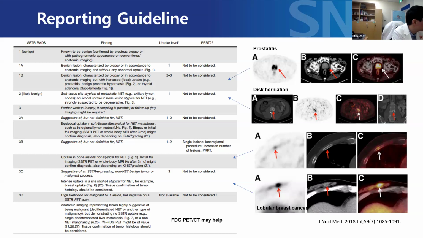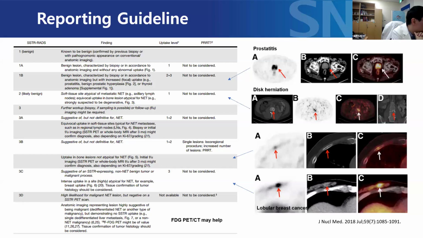So like for 3C, there can be somatostatin receptor expressing malignant or benign tumor, which is not a neuroendocrine. An example here is a lobular breast cancer with certain SSTR uptake. So in this case, further workup should also be done.